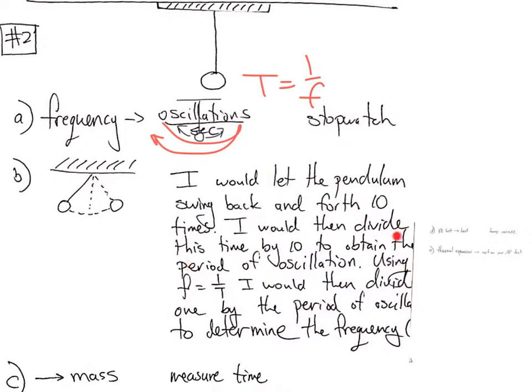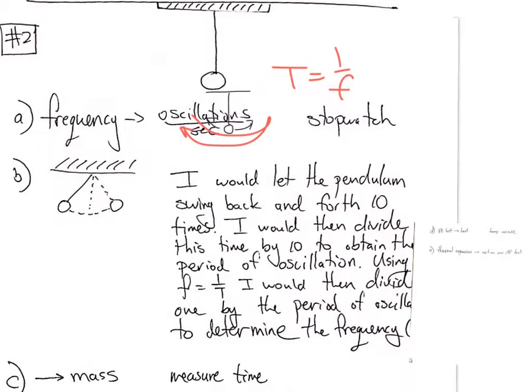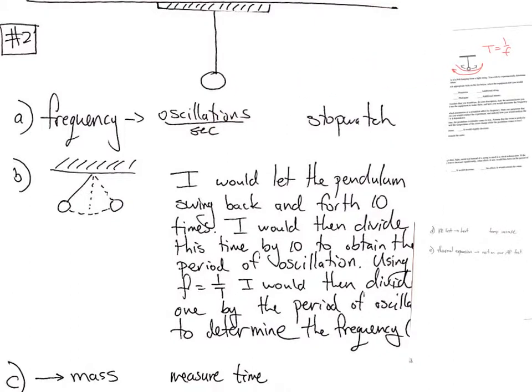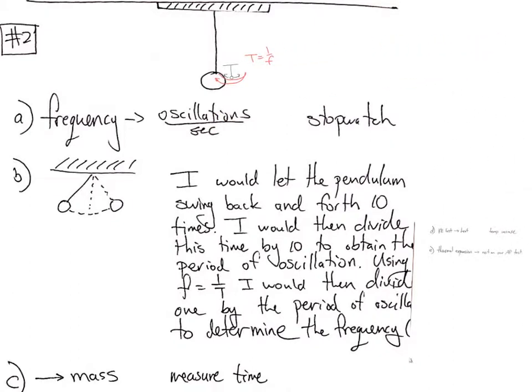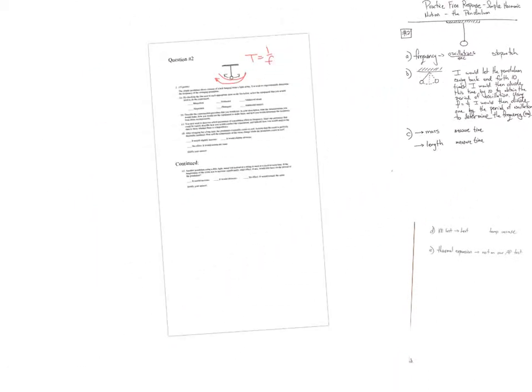But this right here, we did this in class, and a lot of people were just timing one oscillation, but you really do reduce your error or uncertainty if you let it swing back and forth more times and then divide. So this effectively divides our uncertainty in the starting and stopping of the stopwatch by 10, which would be a good thing.